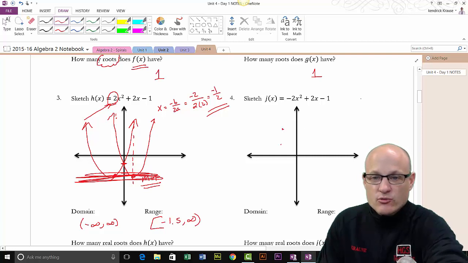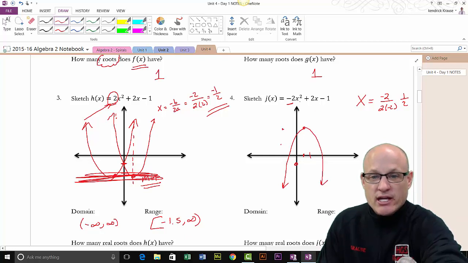Now over here, let's do a real quick axis of symmetry. Same y-intercept. X equals -b over 2a, which is -2 over 2 times -2. In this case, it is +1/2. So the axis of symmetry is along, let's say, this line right here. But because this is a negative, I know it's going to be a maximum, and it's going to be coming down like this. I'm just not really sure.